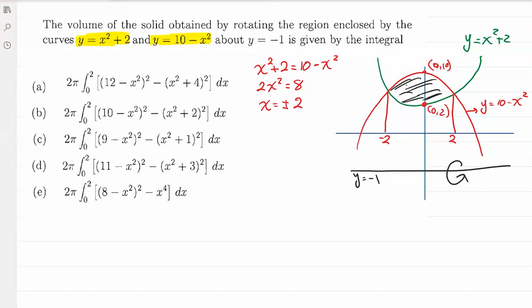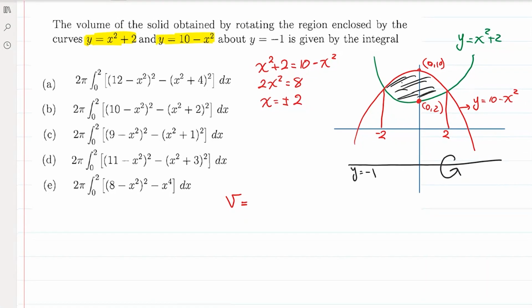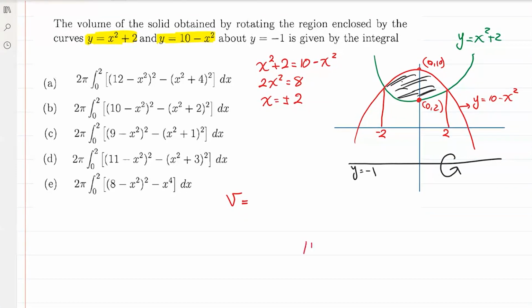Next, how to find the volume using the washer method? If you want to find the area of a circle, it is pi r square, right? Always, the revolution using the disk method or washer method will be pi r square.